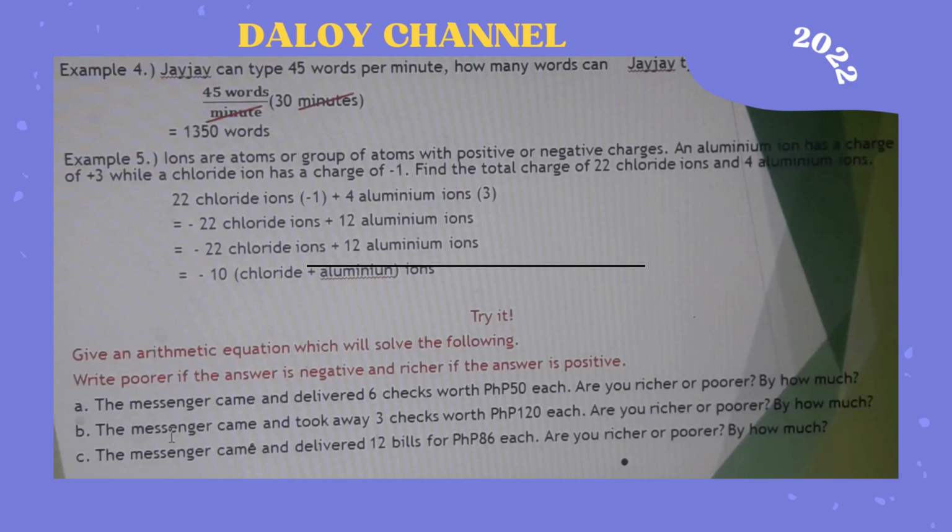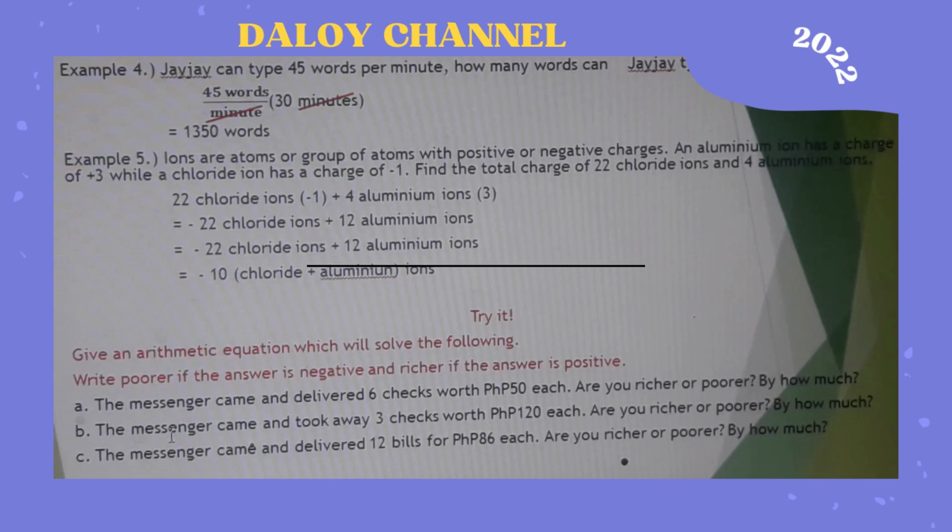For number 5, ions are atoms or groups of atoms with positive or negative charges. So the aluminum ion has a charge of positive 3, while the chloride ion has a charge of negative 1. So your task is to find the total charge of 22 chloride ions and 4 aluminum ions.